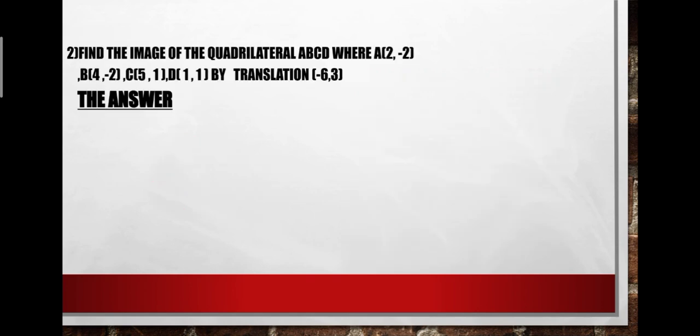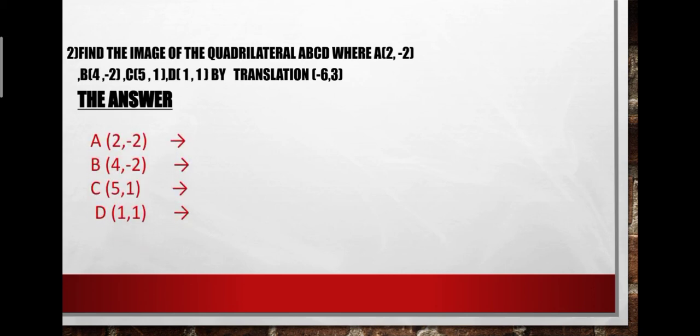Number 2. Find the image of the quadrilateral ABCD where A (2, negative 2), B (4, negative 2), C (5, 1), D (1, 1) by the translation (negative 6, 3). Let's see. First, I will get the image of each point. To get the image of point A, I will make 2 plus negative 6, it will be negative 4. Negative 2 plus 3, it will be 1. So this point is A dash.